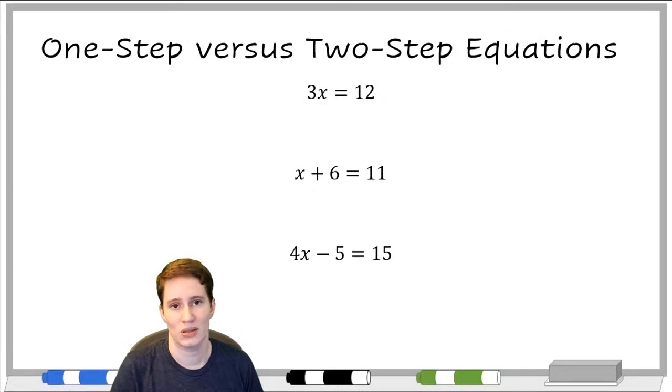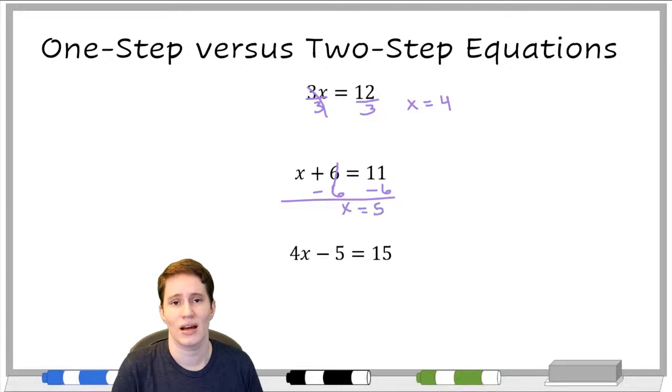So these first two equations on my screen are one-step equations because we only have to do one thing to solve. If I'm using the algebraic properties of equality, on this first one, it's 3 times x, so I want to divide both sides by 3 and get my answer, which is x equals 4. On the second one, since it's x plus 6, I would subtract 6 over to the other side and get x equals 5.